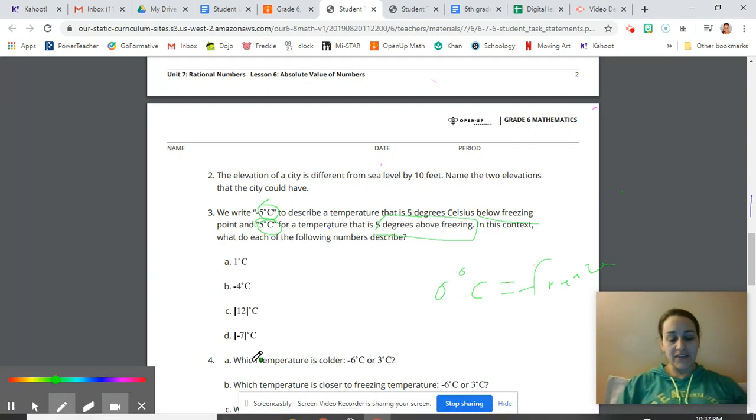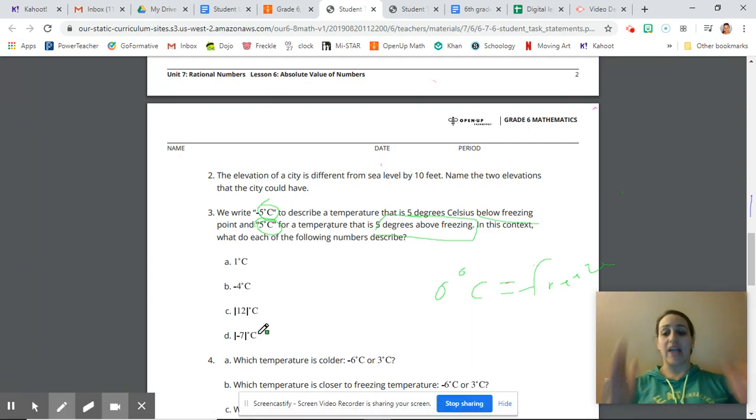And finally, the absolute value of -7 degrees Celsius, we're going to end up with 7. That absolute value ends up being a positive number, just meaning 7 units. We're going to ignore that negative when we're inside of that absolute value symbol and just say that we're going to end up 7 units away from 0, 7 units away from that freezing point. So we can either be 7 degrees above or 7 degrees below, or a distance of 7 units in either direction.